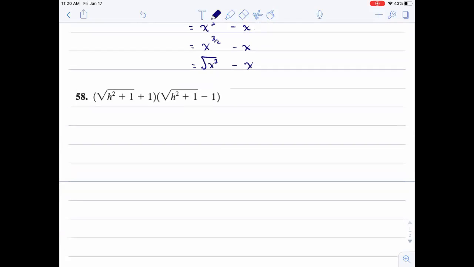So if we start with the square root of h squared plus 1 plus 1, times the square root of h squared plus 1 minus 1, treating that square root of h squared plus 1 as one thing, the square root of the same thing times the square root of the same thing, we can just drop the square root. That's what we saw earlier. And so what we get here is the square root of h squared plus 1 squared.